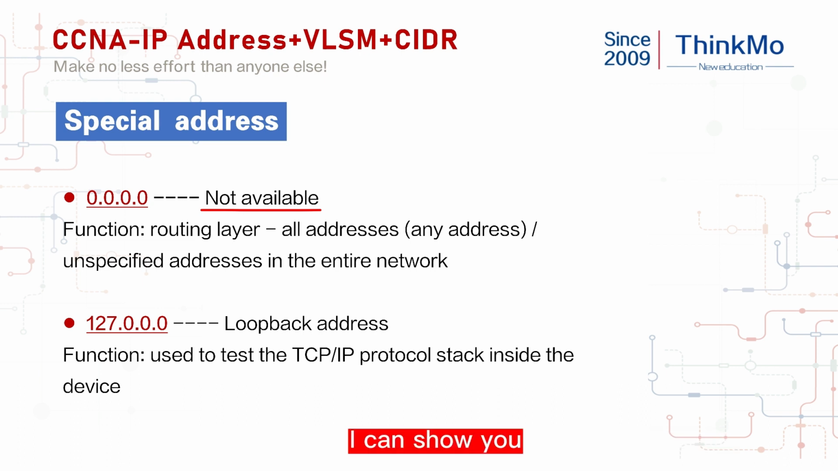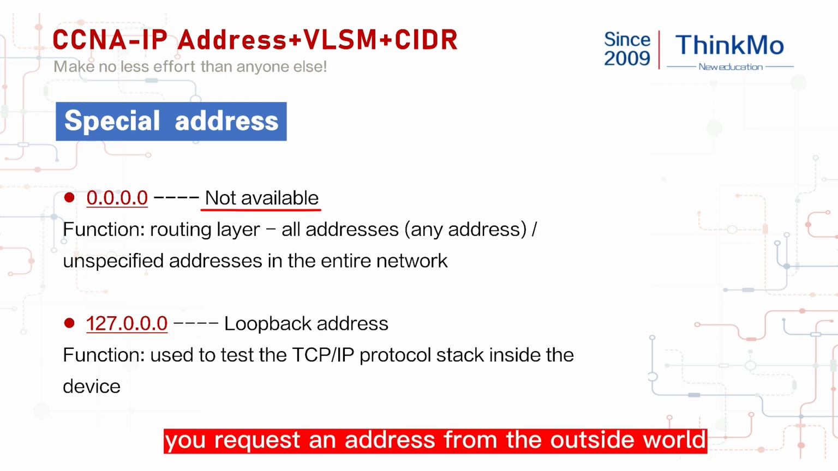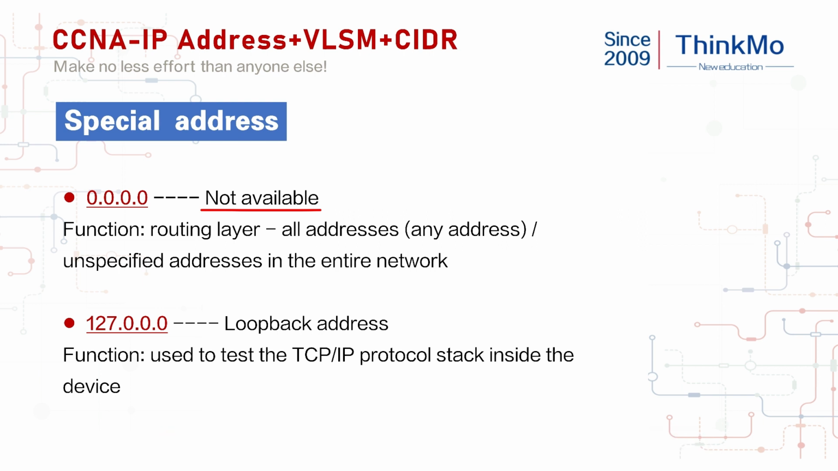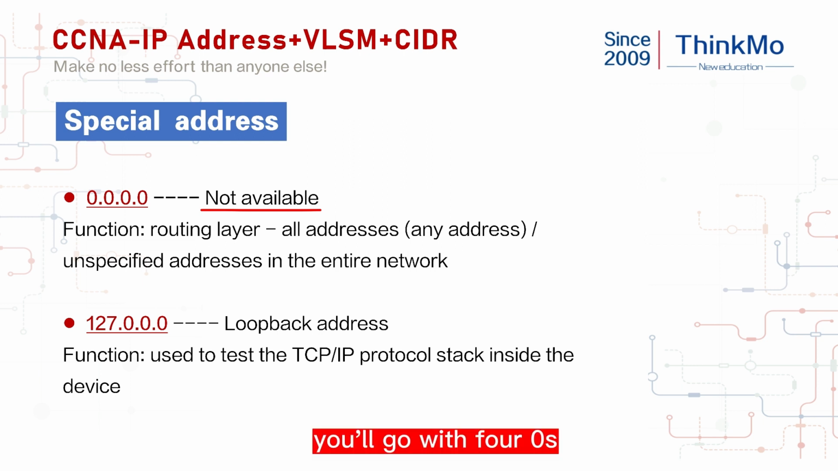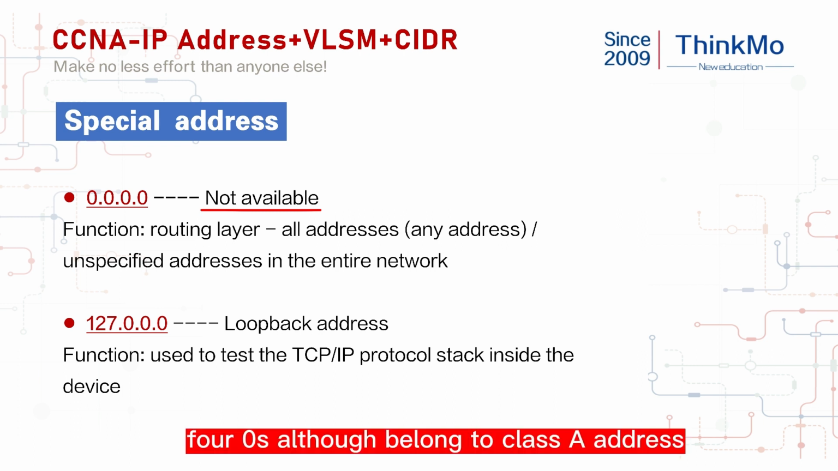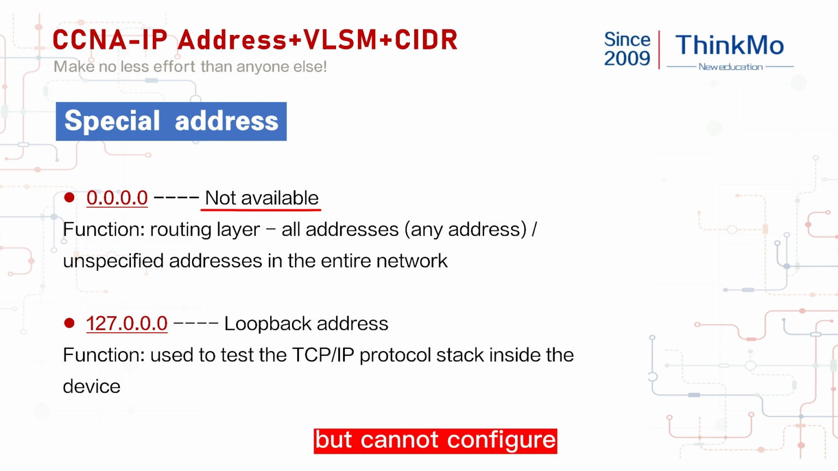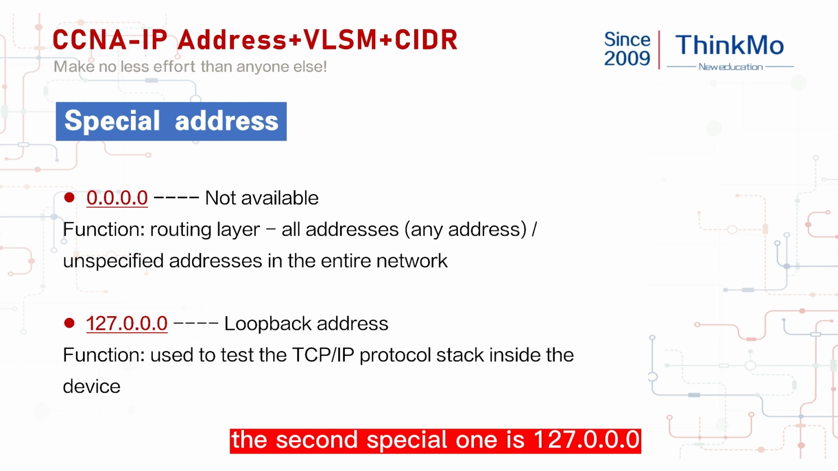I can show you. For running such a protocol, the first time you request an address from the outside world, you package the address. Since you don't have an IP configured now, so you don't know what IP you are, you'll go with 4 zeros. Okay. This is the first special address. 4 zeros, although belonging to Class A address, cannot be configured. This is rather special.